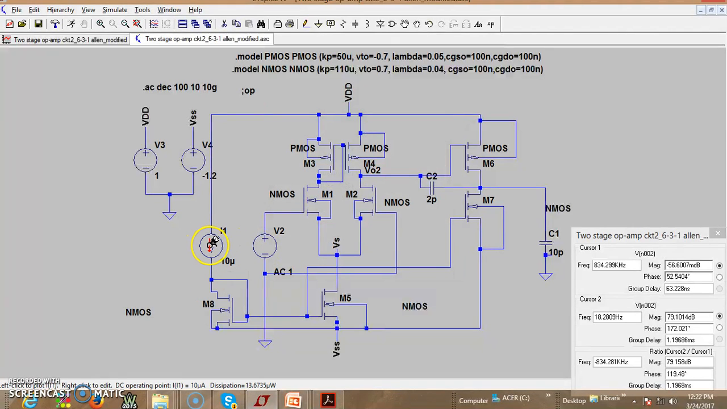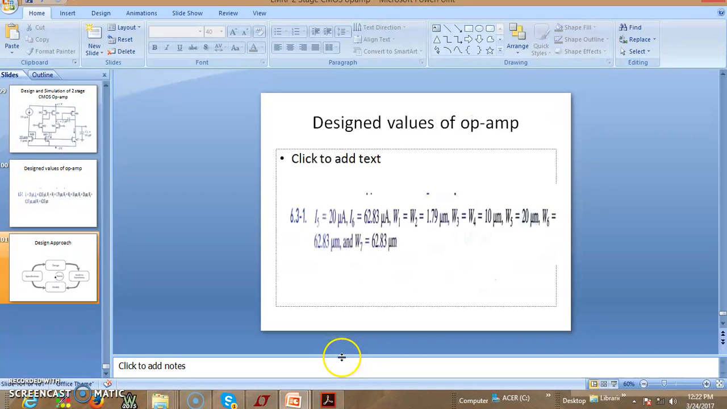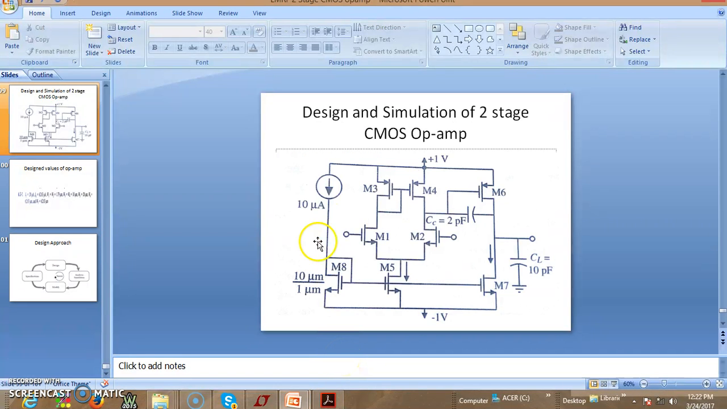And we have a current source as per the circuit diagram given in the problem. So that's what we have. So this is 10 micron. This is 10 micro by 1 micro. We have calculated all the values.